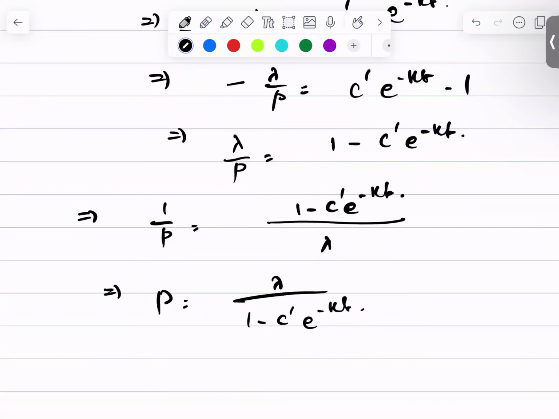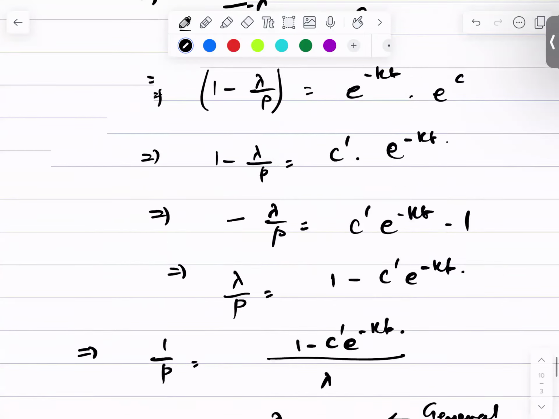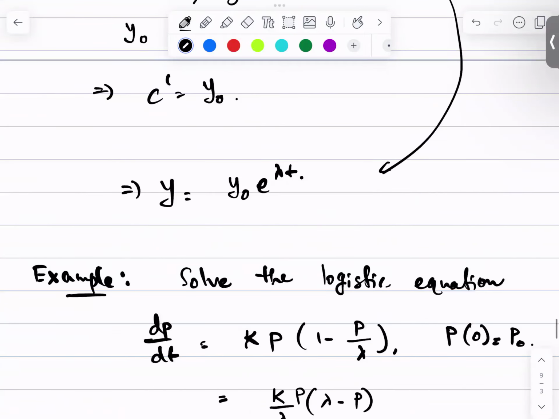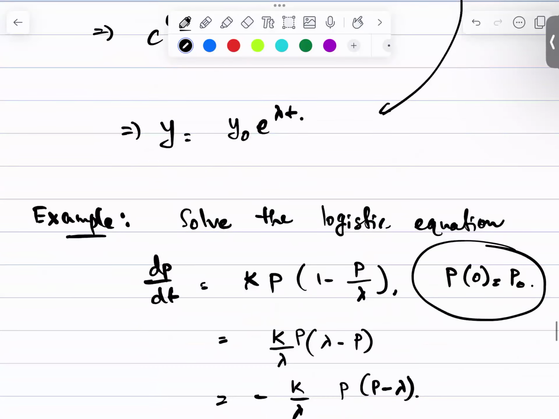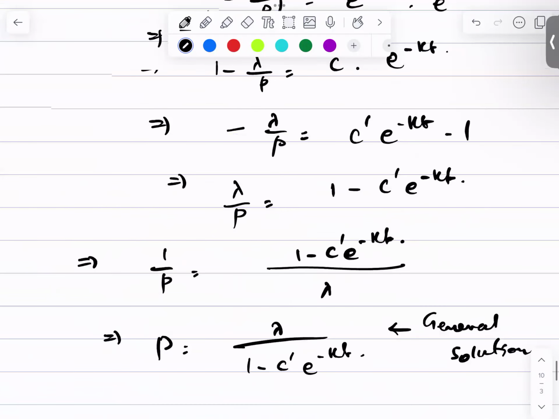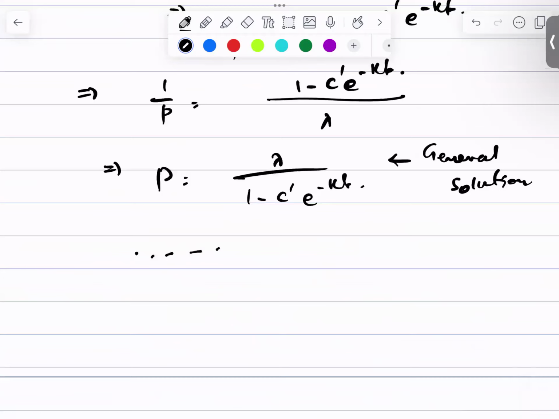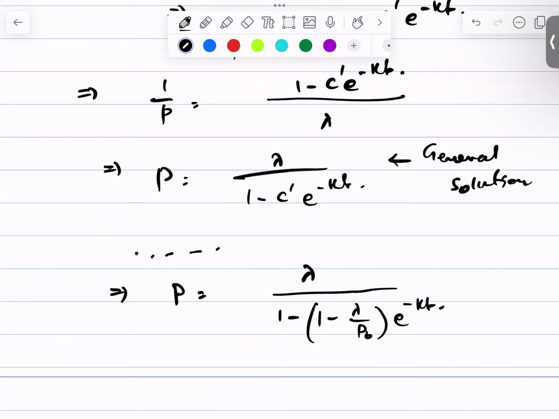But again, this is the general solution. I need to use the extra condition given, which is P(0) = P₀, to get the particular solution. I'll leave the final solution for you, but the answer should be like this: λ over 1 minus λ/P₀ ... e to the -kt. You can figure out how.